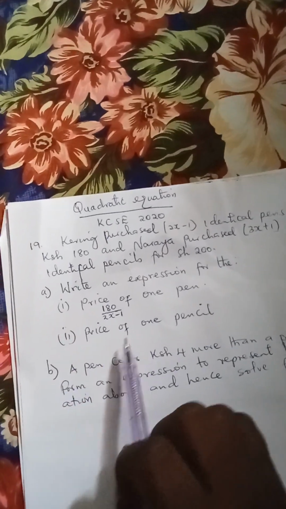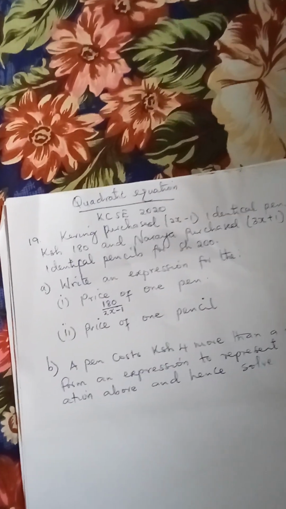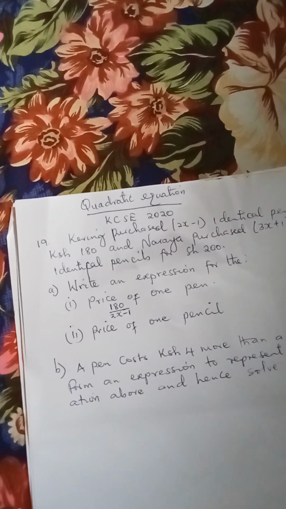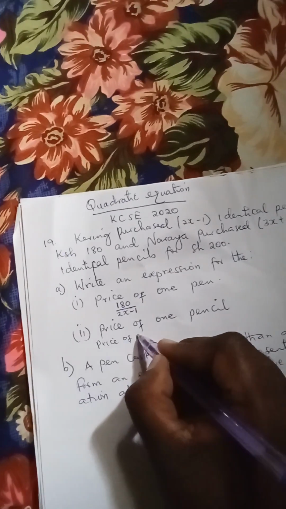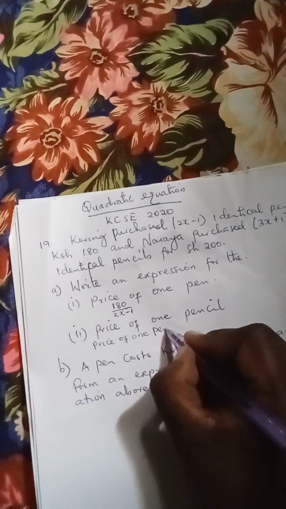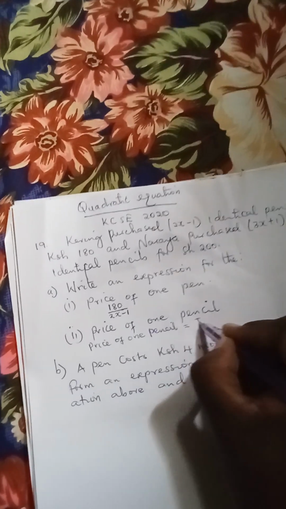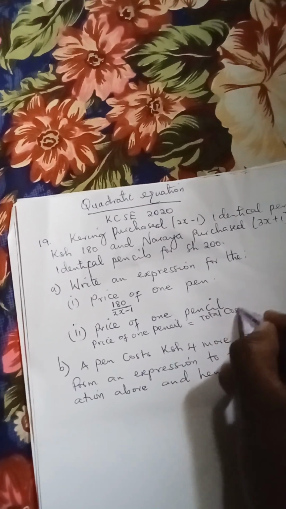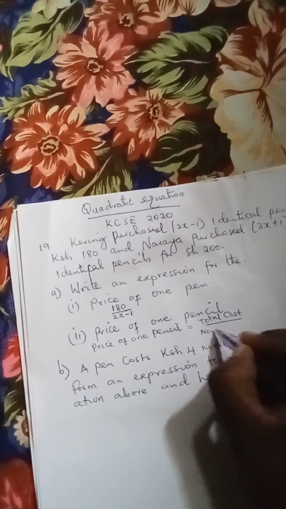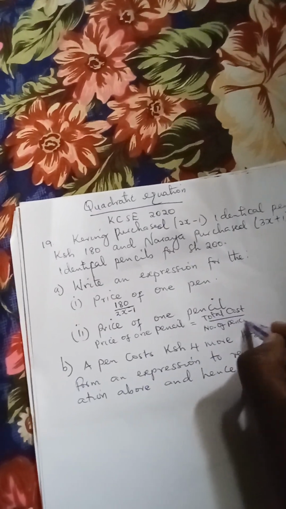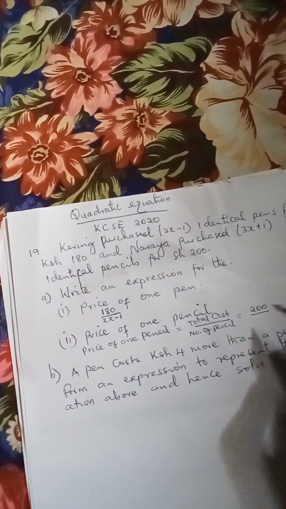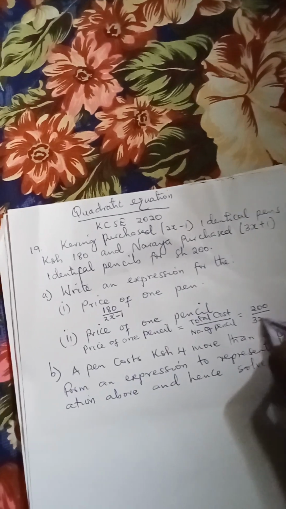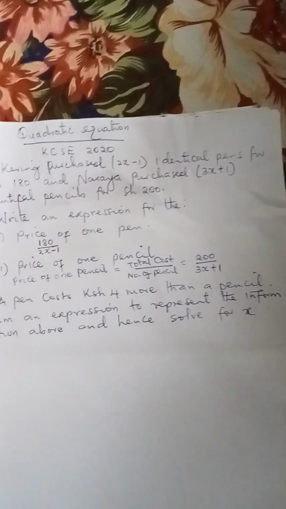Roman 2, price of 1 pencil. The same way, the price of 1 pencil is equal to total cost divided by number of pencils. The total cost here is 200 and the number of pencils are 3x plus 1. So we are done with the first two parts of the question.